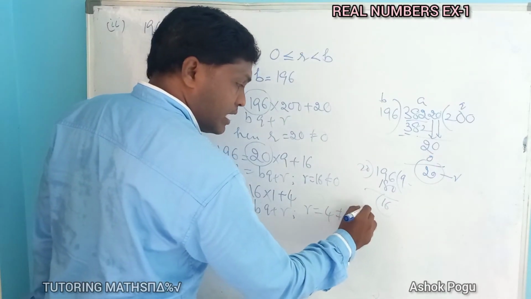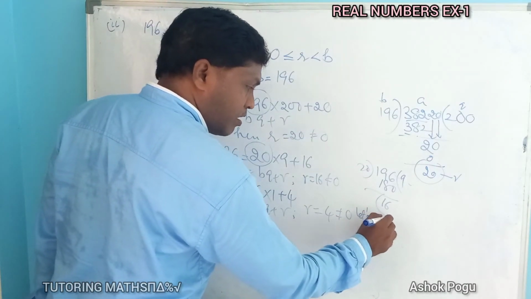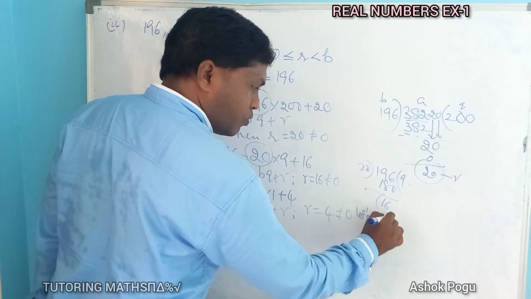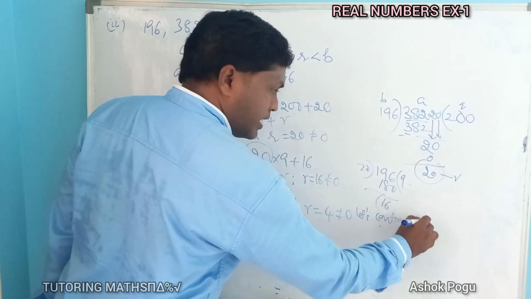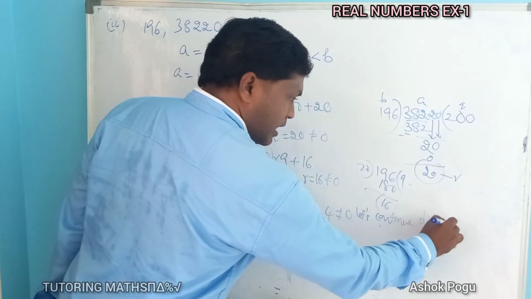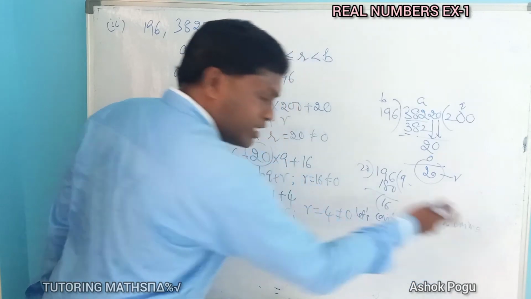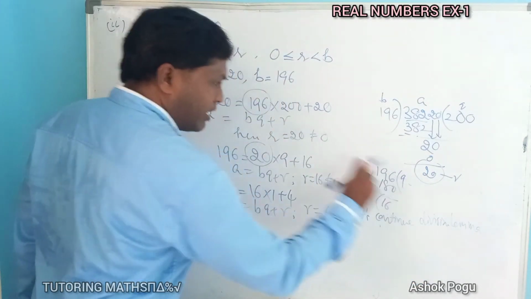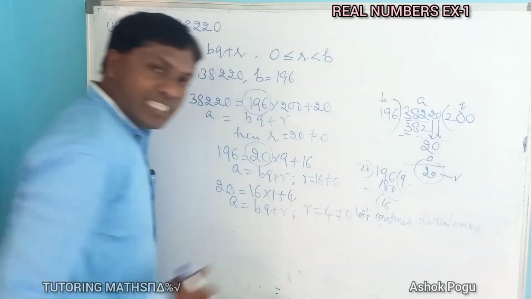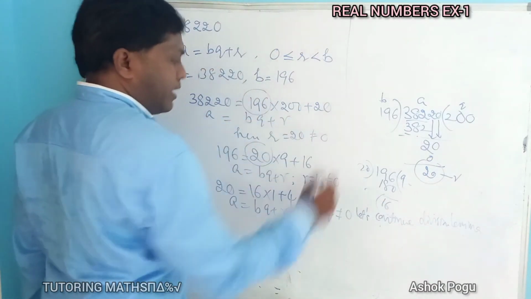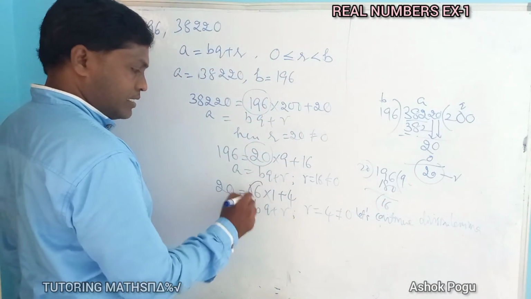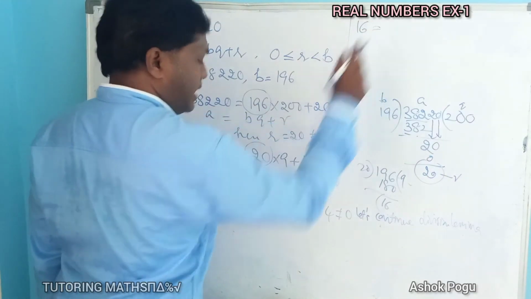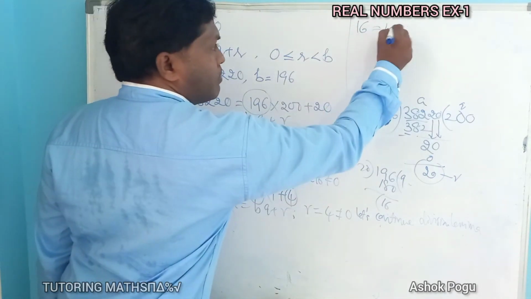Let's continue division lemma. You have to write this statement surely for every step. Okay, now what is that? 16 becomes A and remainder 4 becomes B.